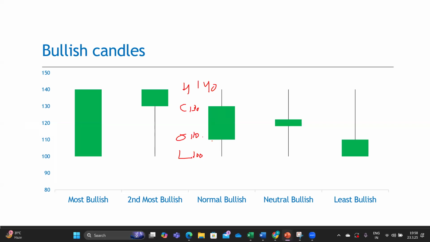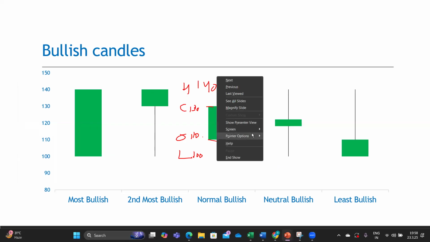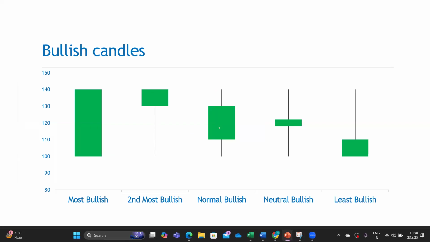कुछ बेचेंगे तो गिरेगा, कुछ खरीदेंगे तो चढ़ेगा. It is just a normal candle. इसमें कुछ बहुत ज़्यादा, you don't have to look too much into this, right? But just understand, this is low, this is open, this is close, and this is high. Okay, this is the normal bullish candle.